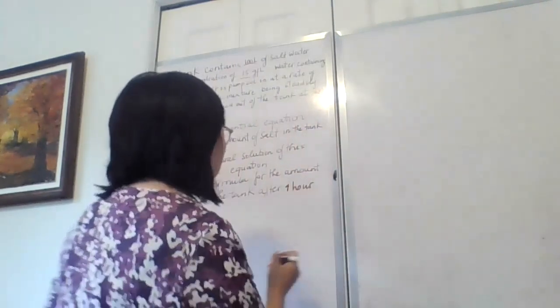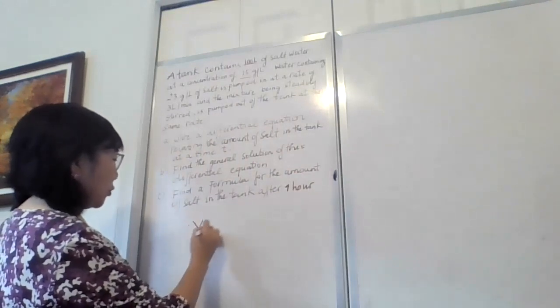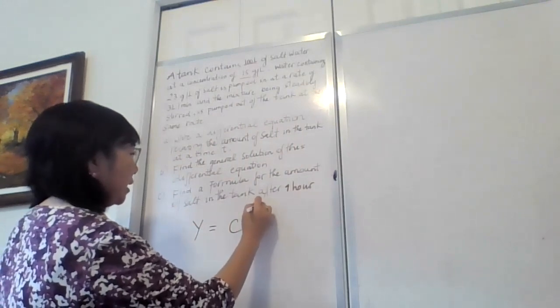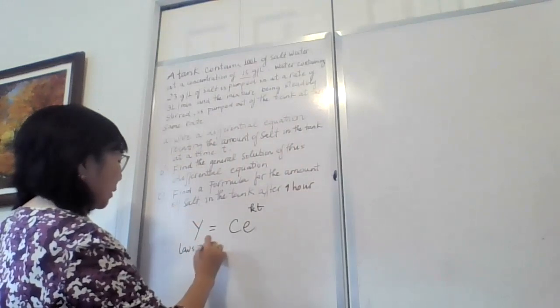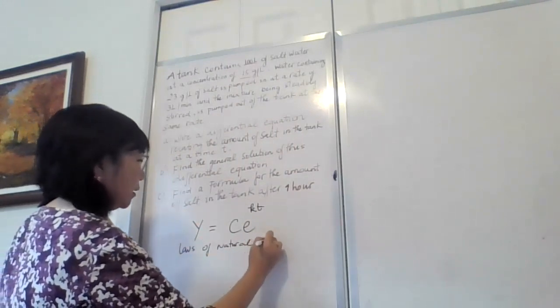So everybody knows that we have a differential equation, y equals C e to the kt, and this we call the natural log law. In the past we have learned that.